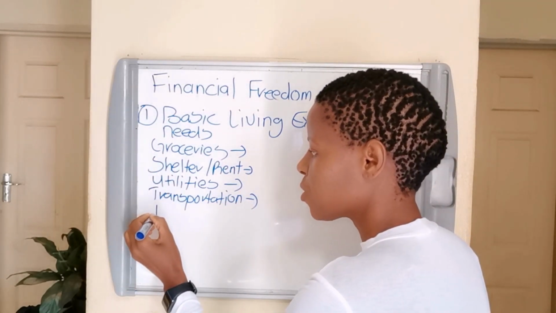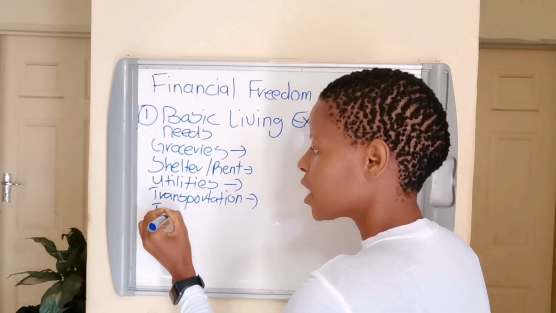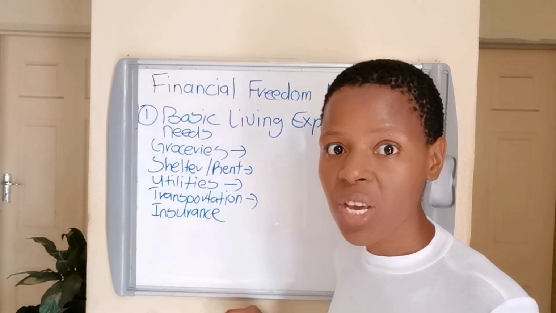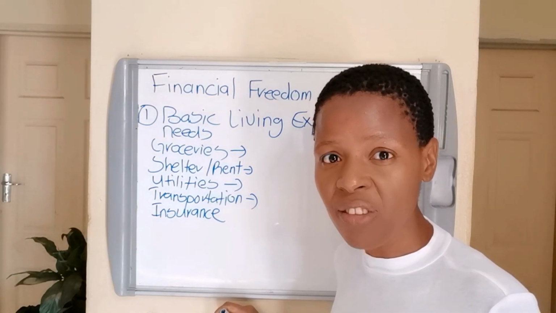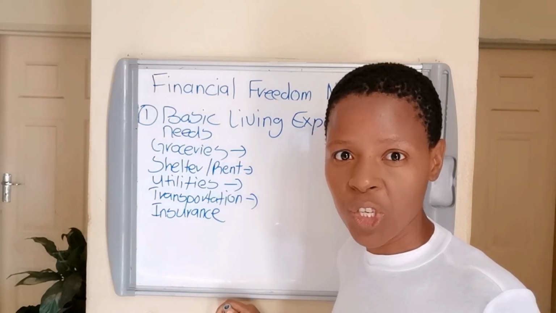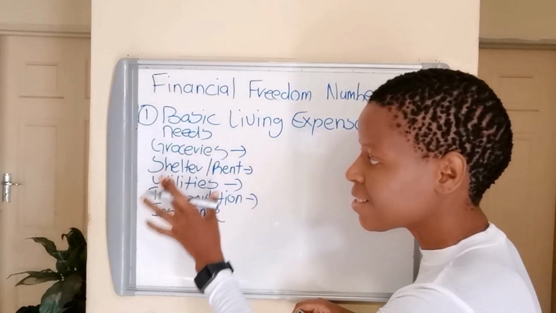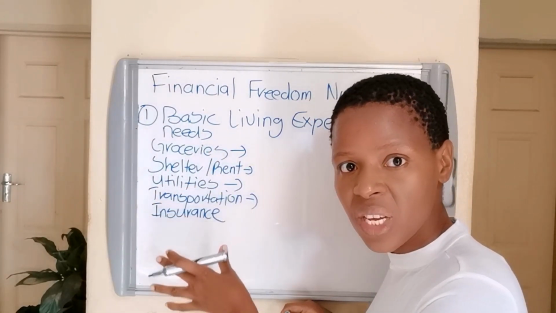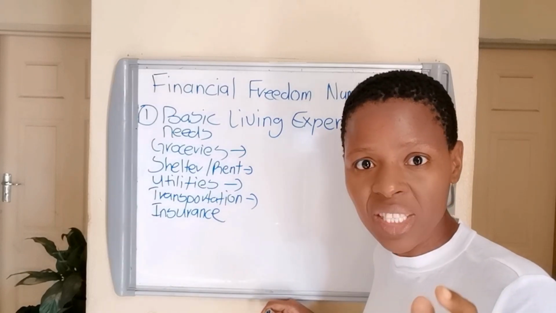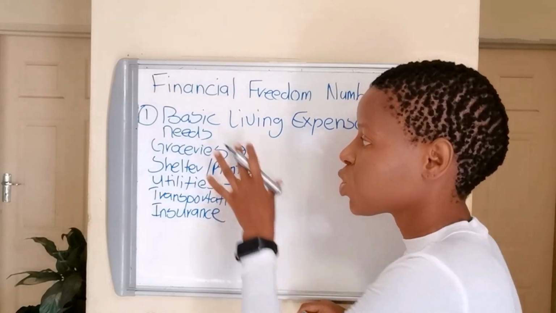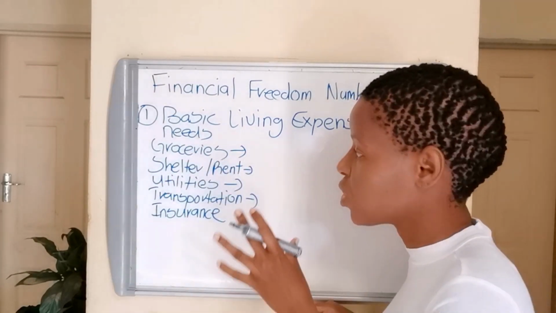And then how much do you spend on insurance? Insurance here I am referring to life insurance. If you do have dependents, then life insurance is a basic need. Please underline that. So you can see that for you to know these figures, it forces you to budget. So budgeting becomes a non-negotiable. That's when you're going to know how much you spend on these things.